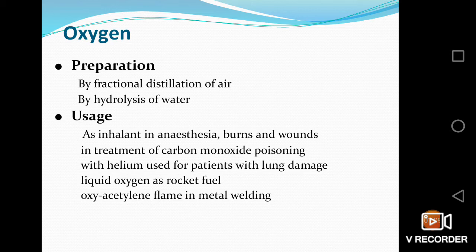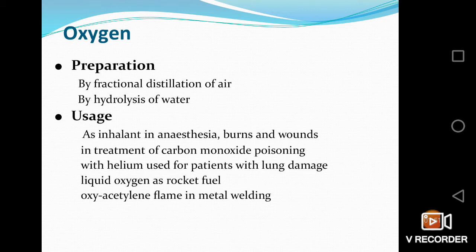While studying the preparation of oxygen, it can be prepared either by fractional distillation of air or by hydrolysis of water. As we know, air is a mixture of various gases which contains 78% of nitrogen, 20 to 21% of oxygen, and the remaining gases, that is carbon dioxide, methane, ethane, argon, etc. So, here the oxygen is separated from the air with the help of fractional distillation.